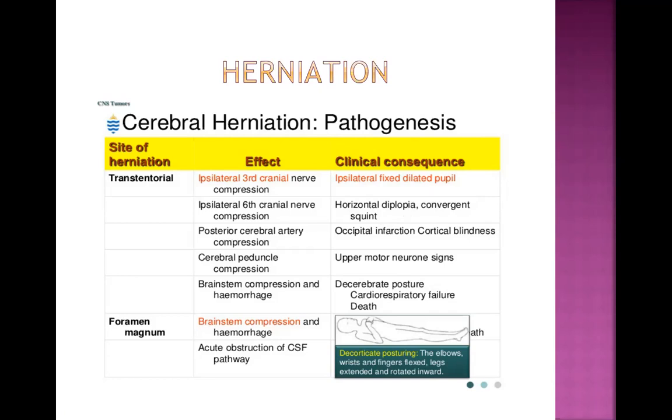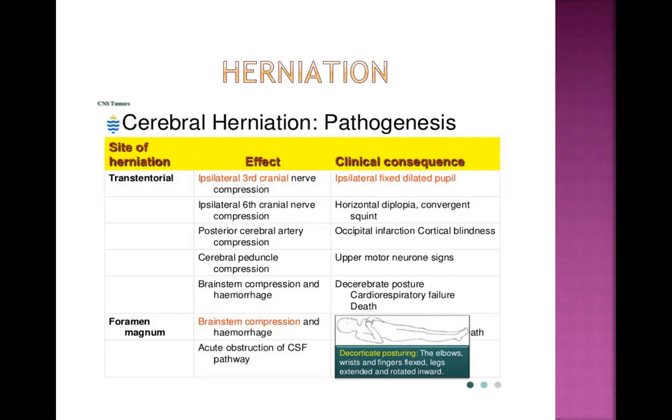If the posterior cerebral artery is compressed, there will be occipital infarction and cortical blindness. Very easy to understand. If cerebral peduncle is compressed, remember which fibers are present in the cerebral peduncle? Which fibers are those? Yes, they are corticonuclear and corticospinal fibers. So we have upper motor neuron sign. And if brainstem is compressed and if there is bleeding, which are called Duret hemorrhage, the person can have decerebrate posture, as well as there may be failure of the cardiorespiratory system, and usually it may lead to death.